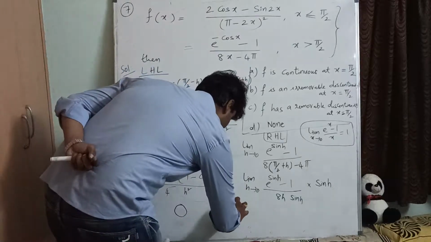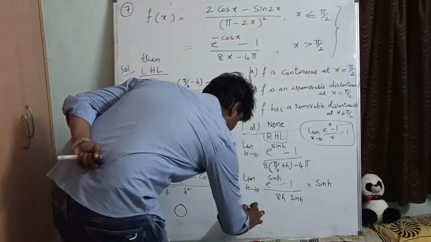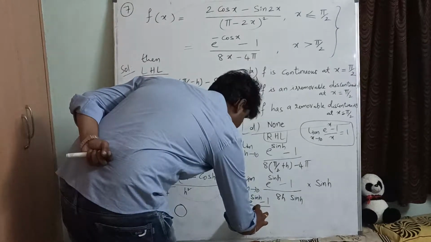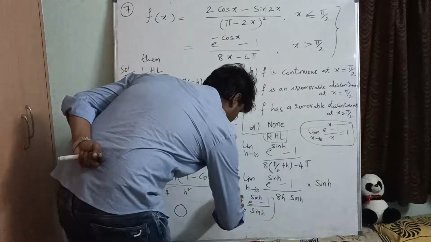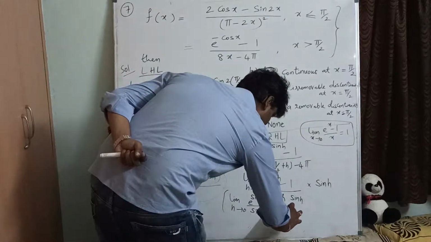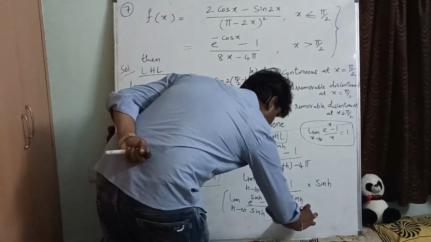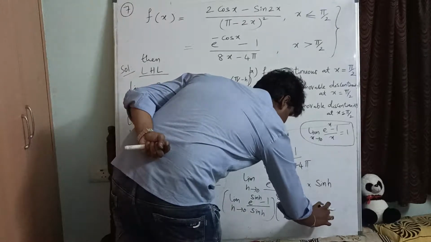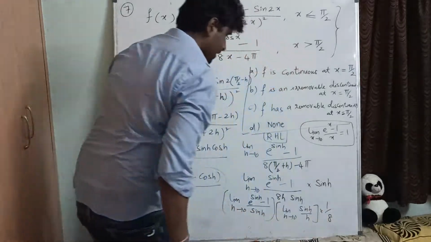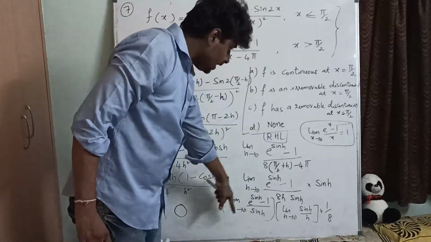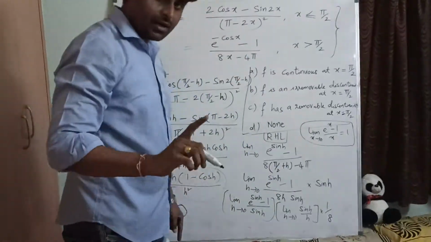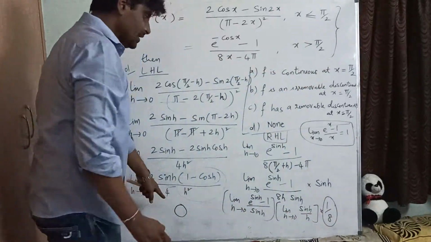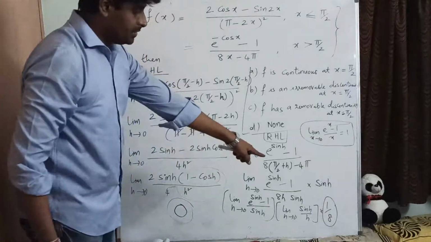So limit h tends to 0, e power sin h minus 1 by sin h, that will become 1. And similarly limit h tends to 0, sin h by h, that result is also 1. Finally, what is left there? 1 by 8. So if you observe, this will become 1 according to this formula, and this also will become 1 according to the formula sin x by x is 1. So finally what is left? 1 by 8. So here LHL was 0 and RHL was 1 by 8.